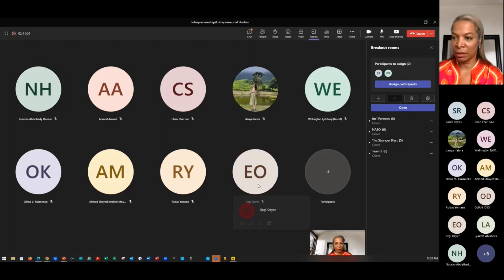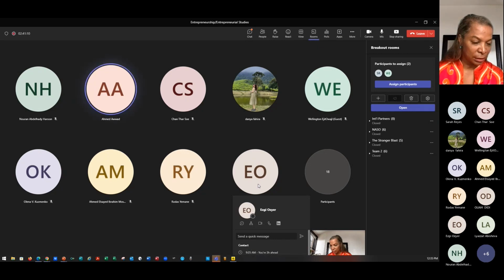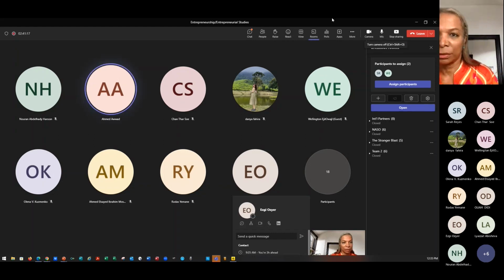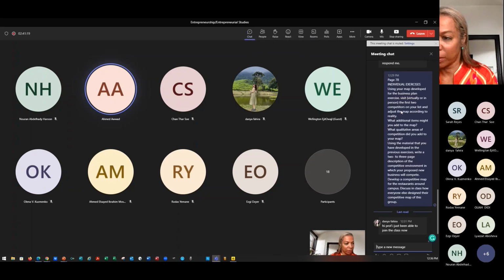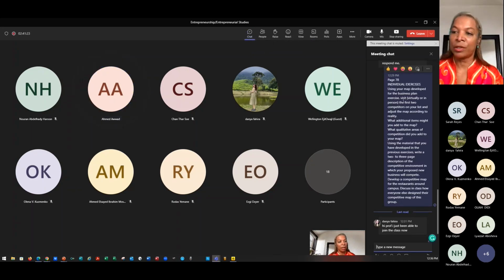Does that make sense? A little bit, yes. Okay, what don't you understand? So we will be using this map to work on our individual exercise? You're going to create the competitive map in the team, because that's going to be part of the business plan. And then from what the team develops, you're going to use the first competitors and decide what additional items you want to add. What areas of competition do you want to add to your map and so forth?